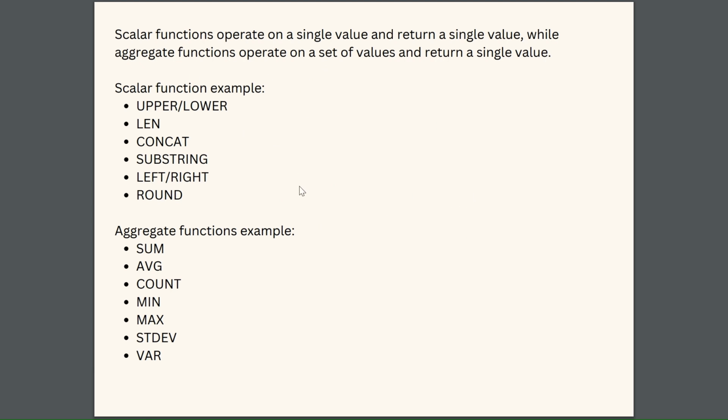And these are some examples of scalar and aggregate functions. When we see the examples itself, we will get to know the difference. So upper, lower, length, concat, substring, left, right, and round are scalar functions. They will act on a single row and give a single row output. But in the case of aggregate functions like sum, average, count, minimum, maximum, standard deviation, and variance, they will act on multiple rows and finally provide a single output. So that is the difference between scalar and aggregate functions.